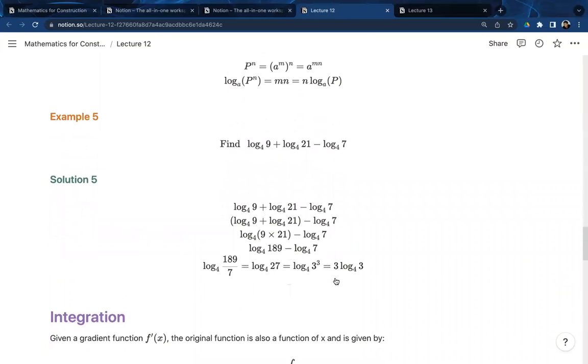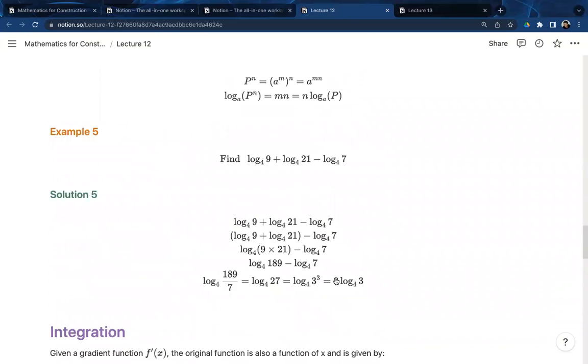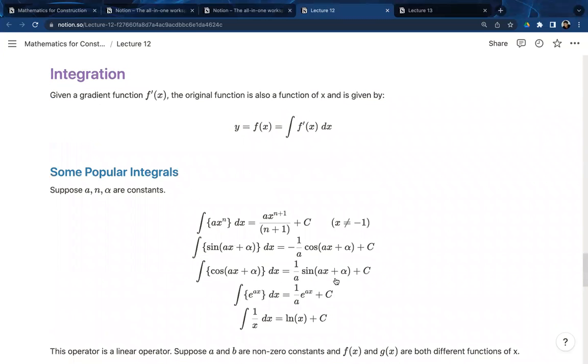We have some laws of logarithms here. And then we get bored with that because logarithms are boring, and we move to integration.